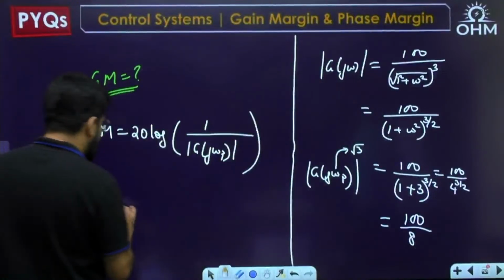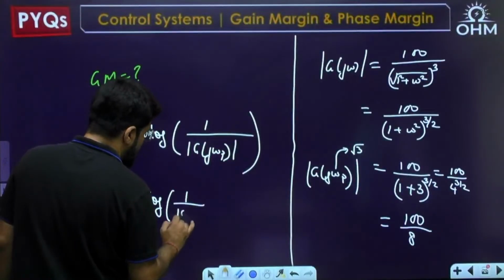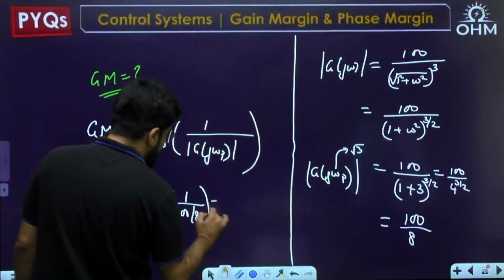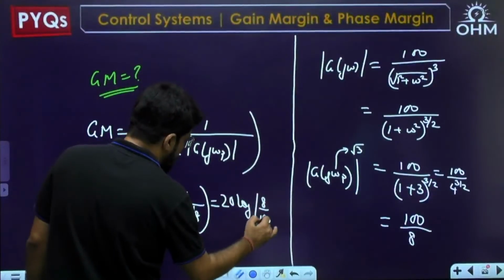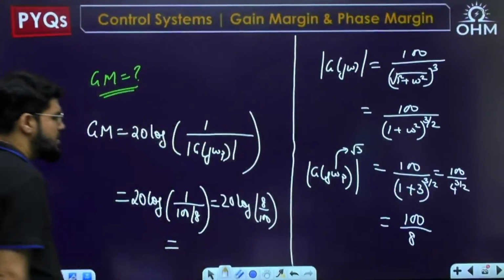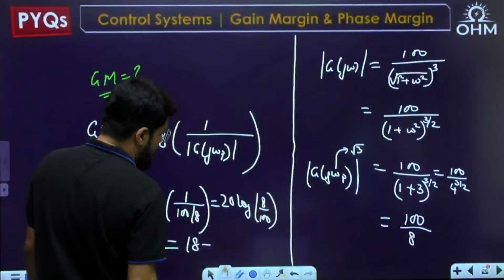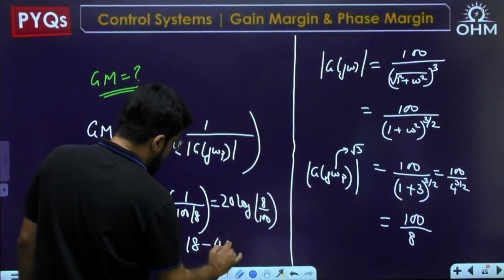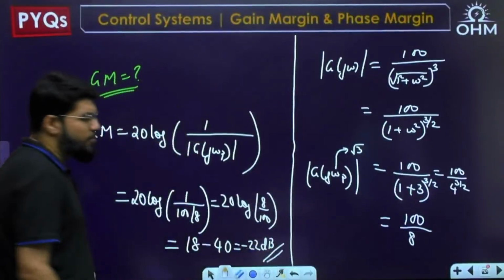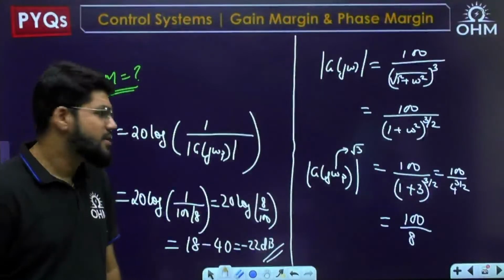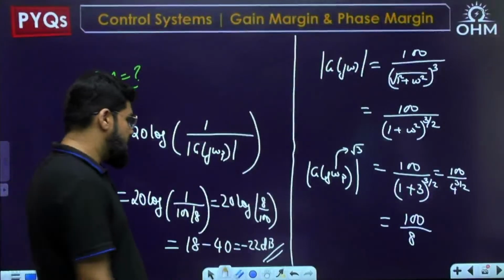Now I will put down the value here. So what is the gain margin? 20 log 1 upon 100 by 8, and that is 20 log 8 by 100. That will become how much? 20 log 2 cube, so 3 into 6, 18. And log 100 will be 2, so minus 40. So approx minus 22 decibel. Check your answers. Approx minus 22 decibel is the answer, in the form of decibel.